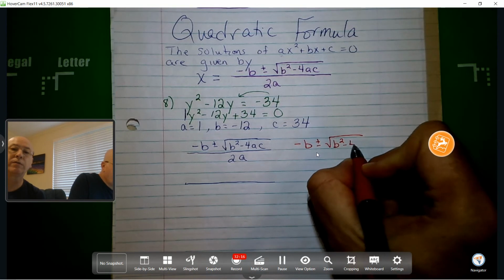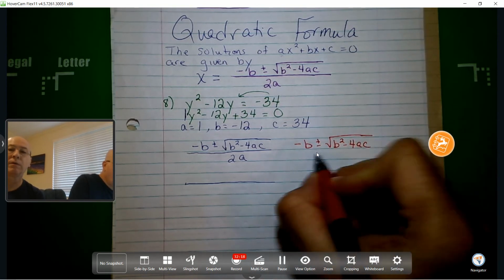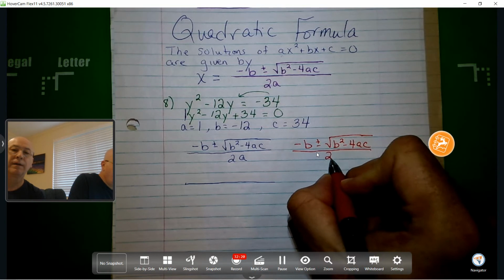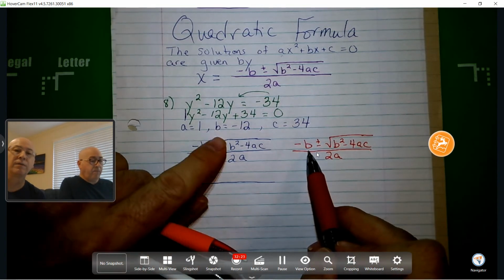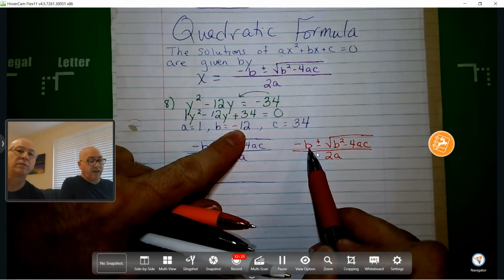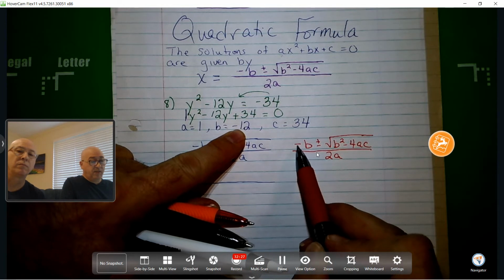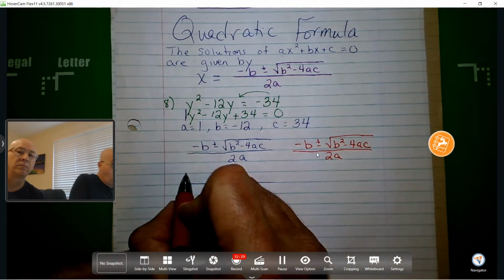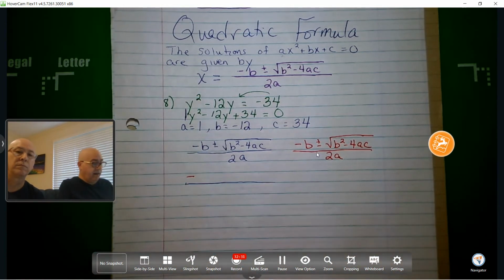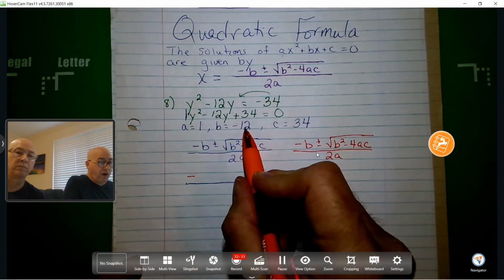Or some other color. Let me show you why. Because then you can put, in place of the B, I'm going to put a blue negative 12. So there's still this red negative from the formula, and then a blue negative 12.